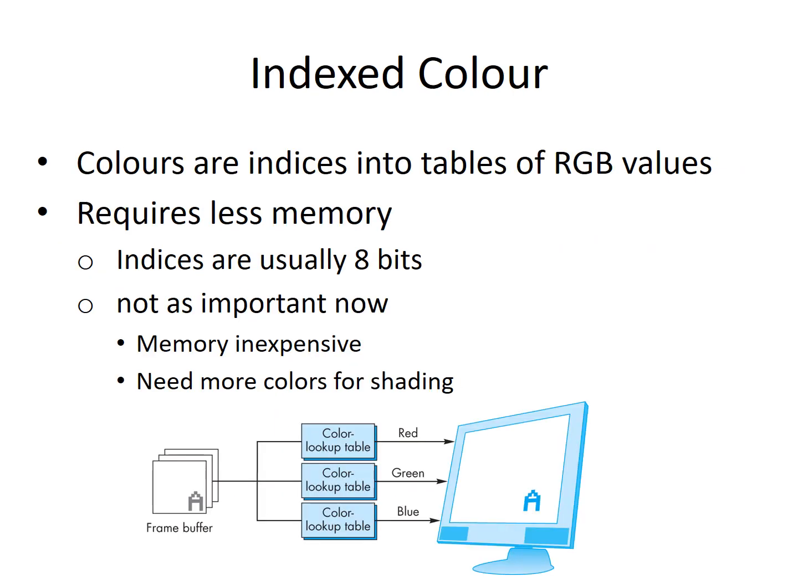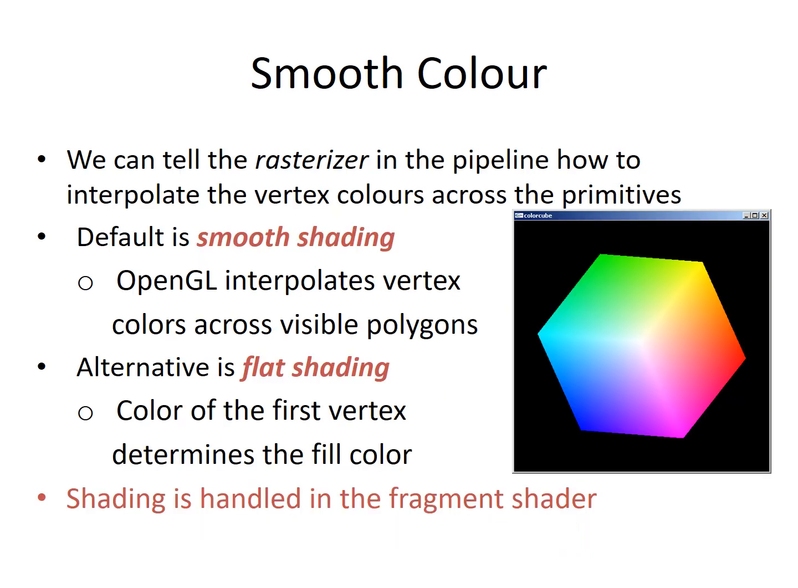In addition to the RGB components of color, we can also use indexed color, where colors are indices into tables of RGB values. This requires less memory because every index uses 8 bits. However, this is not as important now because memory is inexpensive and we need more colors for shading anyway. We generally define objects as vertices and define colors for each vertex.